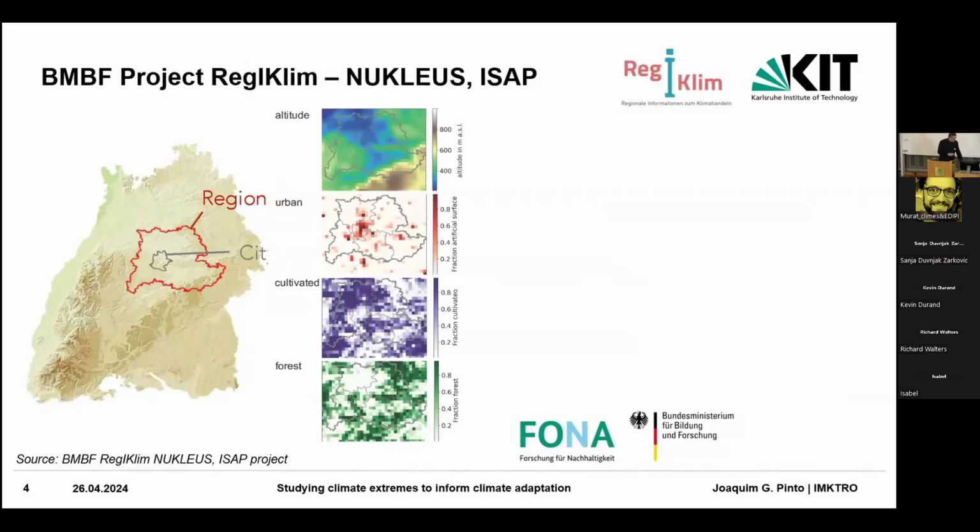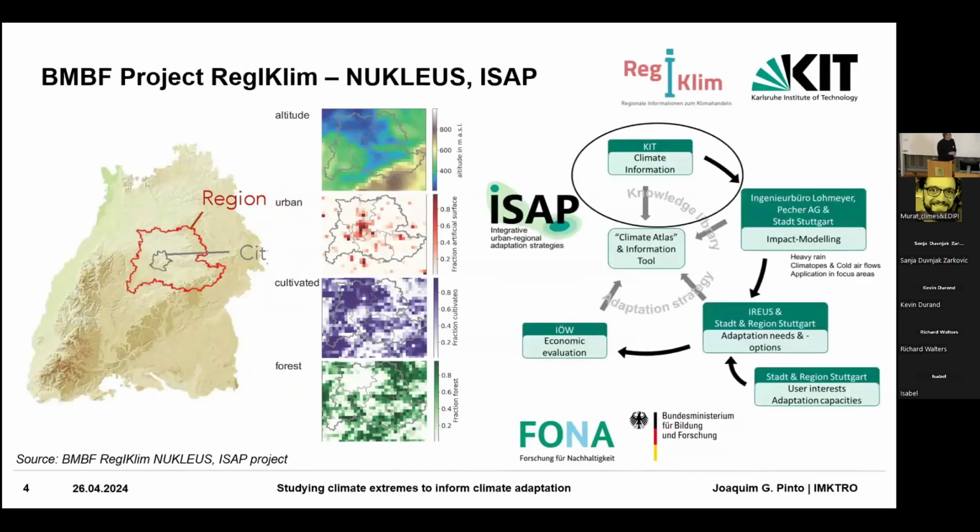And the consortium is built as follows. We are, so to say, at KIT providing the climate information, the climate expertise in the consortium. This information is given to the impact models that are producing, for example, risk maps for flooding under current and future climate conditions. And this is then taken to another step, to other institutes and the city of Stuttgart that are developing adaptation measures, first quantifying the needs and then the adaptations.